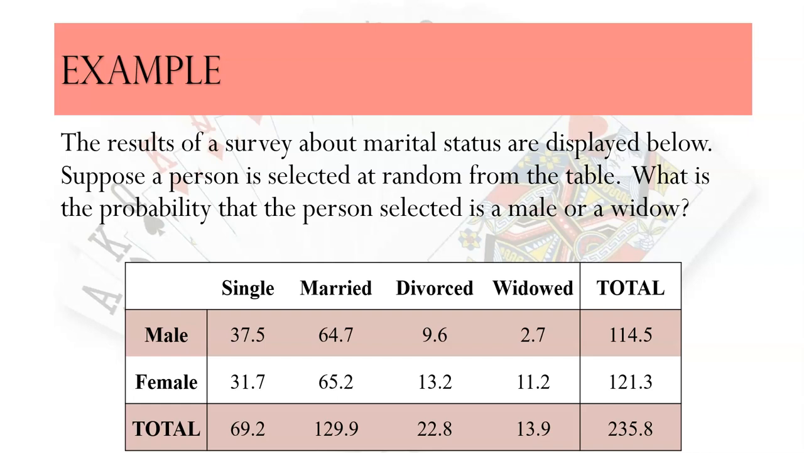Okay, looking at this table again, now we're going to look at it with an overlap. The results of a survey about marital status are displayed below. Suppose a person is selected at random from the table. What is the probability that the person selected is a male or a widow? Since we're combining this together with an or, we know we need to add this up. But in this case, you could have a male who is also a widow. So we're going to need to take out that overlap when we add this up.